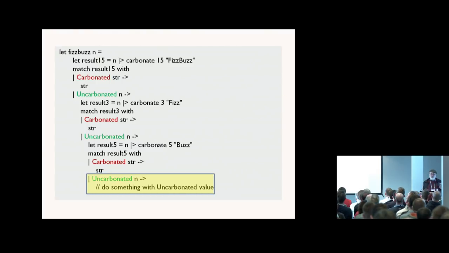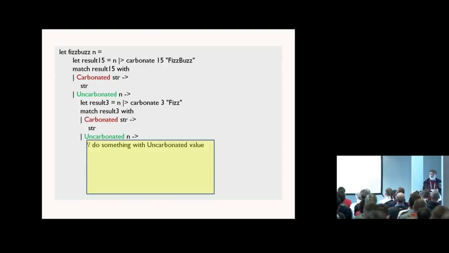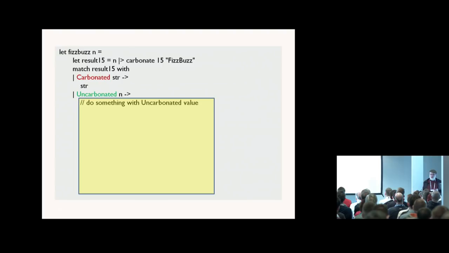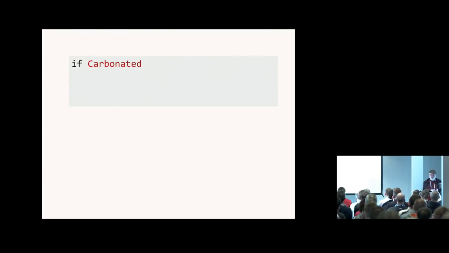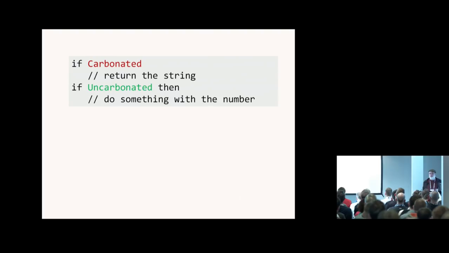Which is that every time we see an uncarbonated, we do something. If it's carbonated, we stop. If it's uncarbonated, we continue. So if it's uncarbonated here, we do something. If it's uncarbonated, we do something. Okay, that's the pattern. So this is the pattern in code here. If it's carbonated, we're just done. We return the string. If it's uncarbonated, then we do something with that number. And this is crying out to be turned into a function with a parameter.